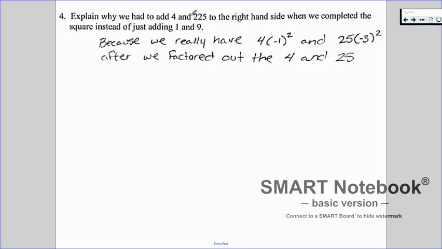Explain why we had to add 4 and 225 to the right-hand side when we completed the square instead of just adding 1 and 9. Because there was the 4 in front and because there was the 25 in front, we factored those numbers out, so we have to make sure that we use those particular numbers when we are multiplying.